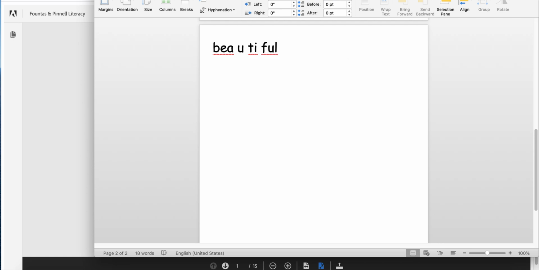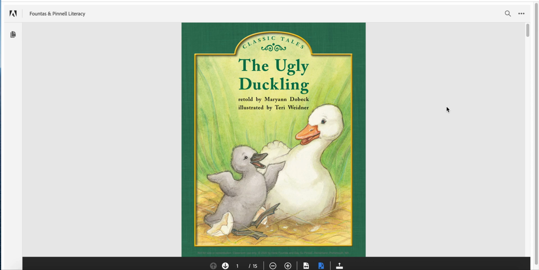Let me show you that new story. The Ugly Duckling. Have you heard this story before? Probably. Most likely. So you probably know exactly what happens in this story. Remember, this is one version of this story. It is a classic story. There are multiple versions. Many different authors like to take the story idea and theme and lesson and create it and change it a little bit with their own words and illustrations. So they modify this story, or in this case, retold. This one's retold by Marianne Dobeck.